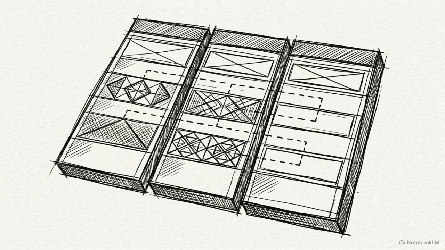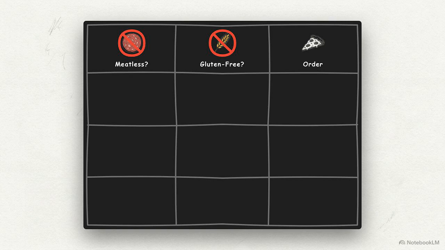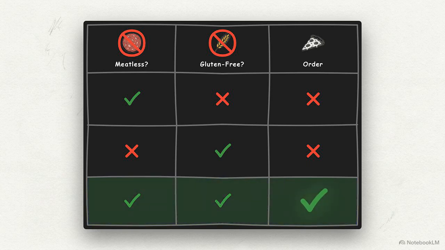To test these rules against the pizza menu, we use a tool called a truth table. A truth table evaluates every possible combination of true and false. It's a way to ensure we haven't missed any potential outcome. We'll label our columns with our requirements: meatless and gluten-free. If a pizza is meatless but contains gluten, the final result is false. If it's gluten-free but covered in ham, the result is also false. The only successful outcome is when both rules are true.